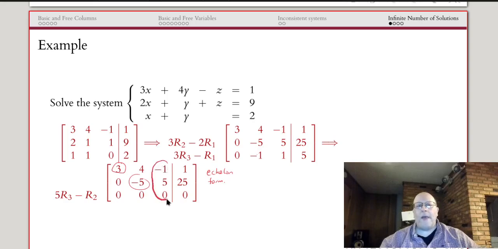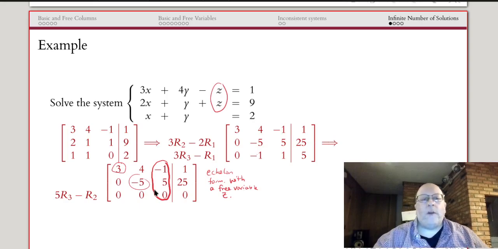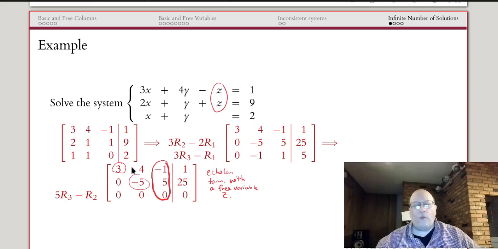But we have a free variable. Z in this case is a free variable. To work with this free variable, we're going to keep reducing this all the way down to reduced echelon form. So we now work backwards, starting with the last leading entry, and work backwards to the first leading entry. We go forwards to get to echelon form, then we go backwards to get to reduced echelon form.